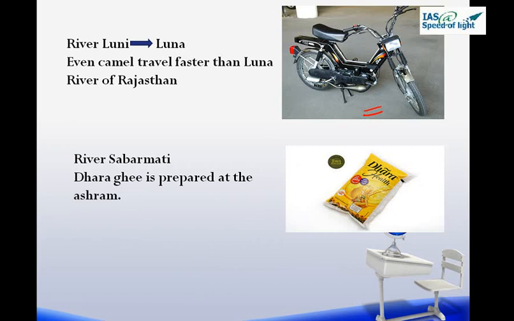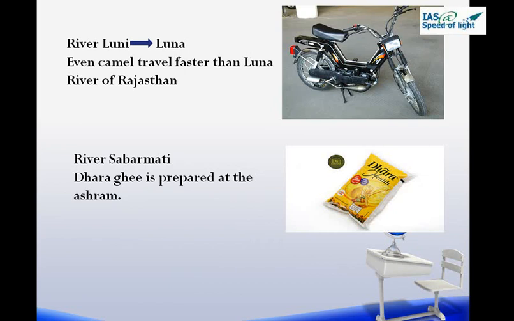River Luni, it is Luna for us, and it's a river of Rajasthan. Even a camel travels faster than Luna. So camel is Rajasthan and Luna is River Luni. Next was River Sabarmati, and for Sabarmati our picture was Sabarmati Ashram of Gandhiji. So Dhara ghee. From Dhara, ghee is prepared at the Sabarmati Ashram. So for Dhara ghee, our image is Dharoi Dam.